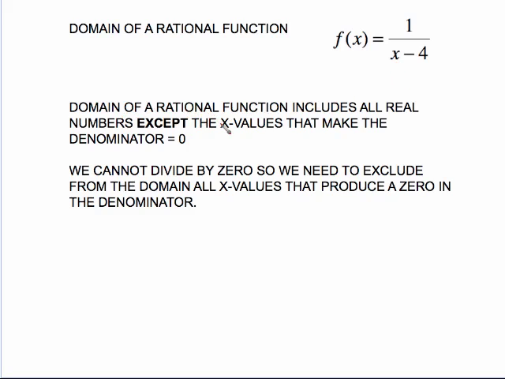The domain of a rational function includes all real numbers except the x values that make the denominator equal to 0. Remember, domain refers to the x values. Because we're talking about a fraction expression, we know we're not allowed to have 0 in the denominator. So we're going to have to do something to ensure that we don't get 0 in the denominator. So the domain of the rational function is all real numbers that don't give you a denominator equal to 0. We cannot divide by 0, so we need to exclude from the domain all x values that produce a 0 in the denominator. Well, how do you find that out?